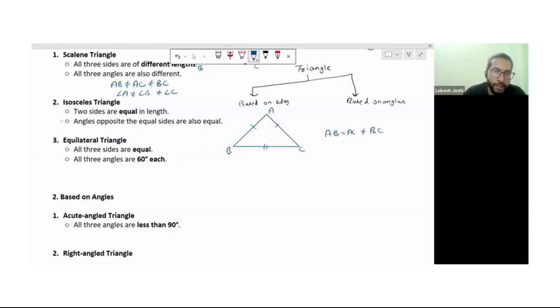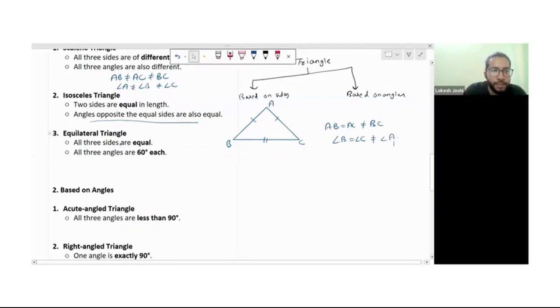It's also written that angles opposite the equal sides are also equal. So AB is equal to AC. Now if we look at AB, its opposite angle is angle C, and for AC its opposite angle is angle B. So we can directly say angle B is equal to angle C, but it's not equal to angle A. Okay, that's the point.